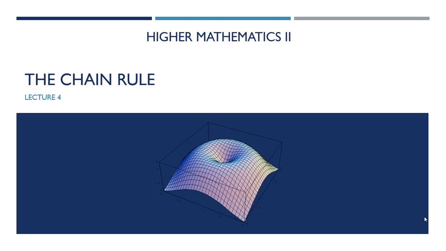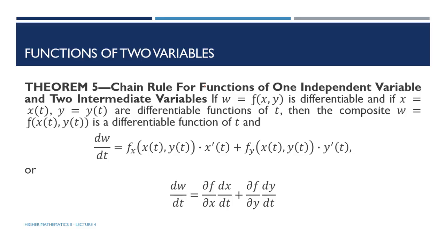This is lecture 4 in Higher Mathematics 2, the chain rule. We call this chain rule Zanjir Qoidasi in Uzbek. This is the chain rule which we use to calculate the derivative of composite functions. And it's also applicable for functions of two variables.